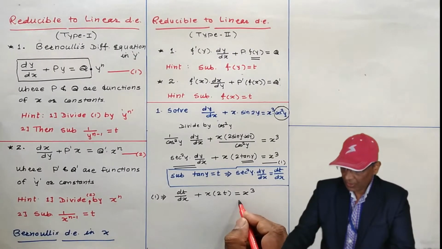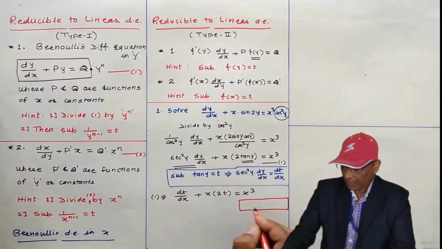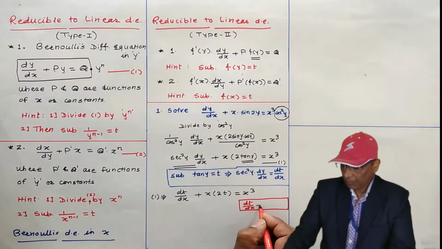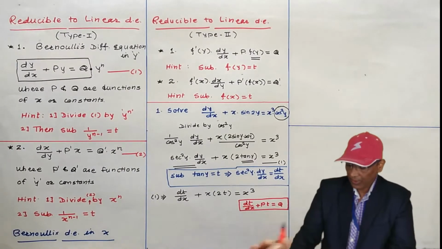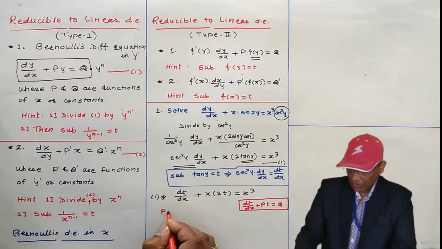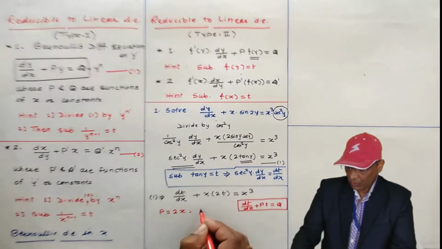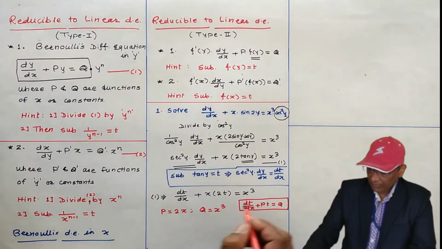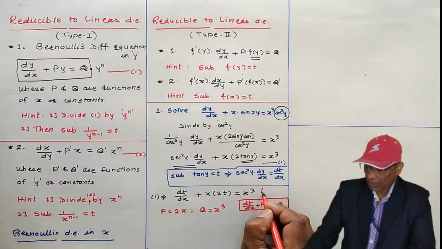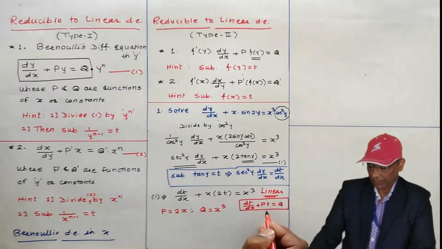This differential equation is of the type we have solved, dt by dx plus p into t is equal to q, where p and q must be functions of x. What is p? It is 2x, and what is q? It is x cube. So ensure that. Now this is a linear differential equation of this type.